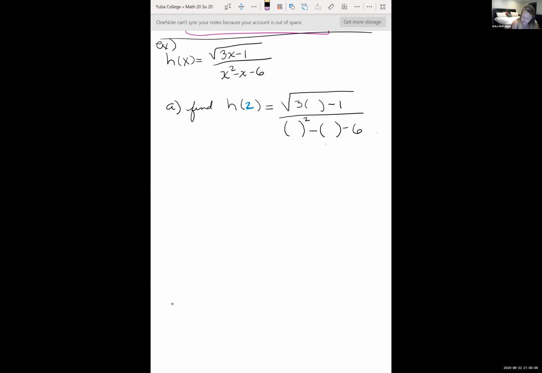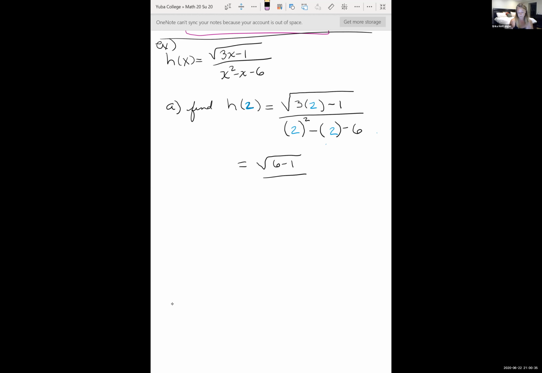Okay, so plug a 2 in. Use your order of operations. So treat what's underneath the radical, which is called the radicand, as parentheses. So order of operations underneath the radical. Exponents come, no, there's no exponents. Multiplication comes first. So we have the square root of 3 times 2, which is 6. And then we're going to subtract 1.